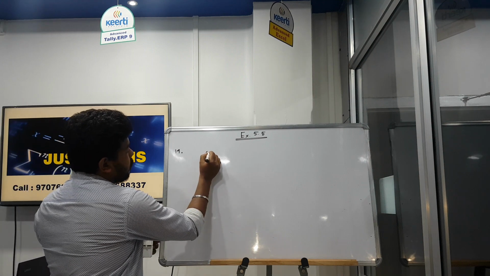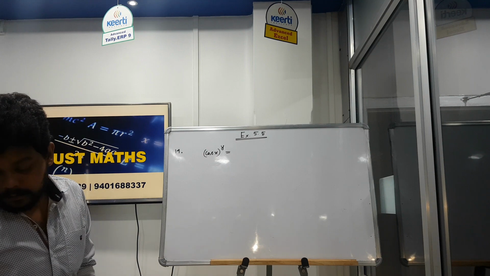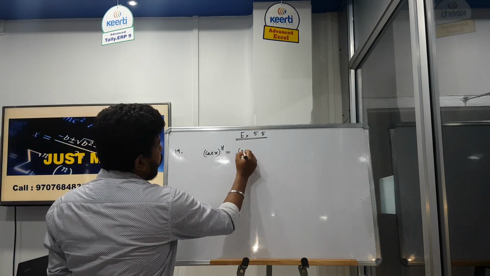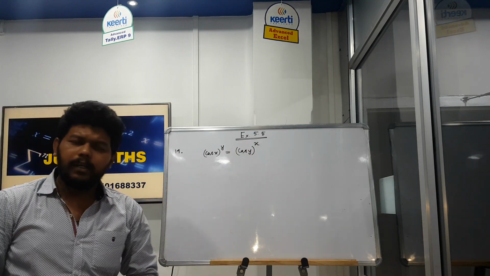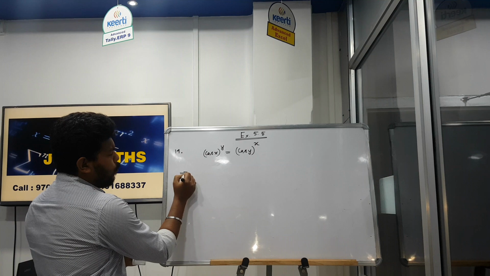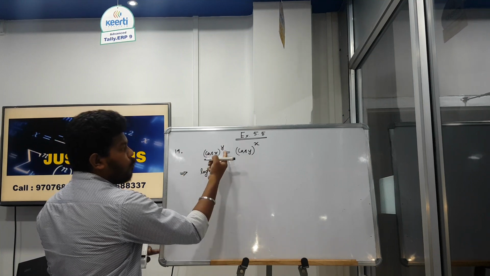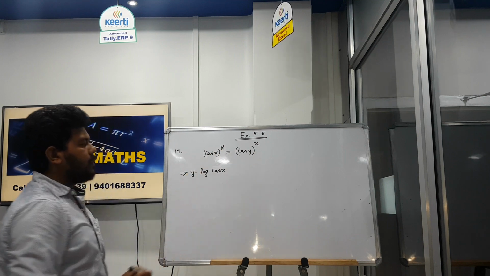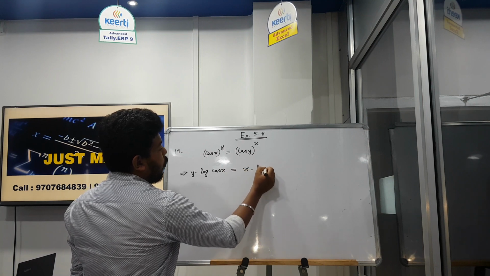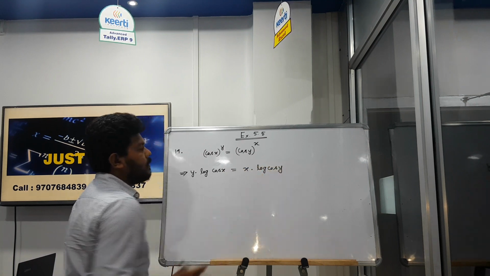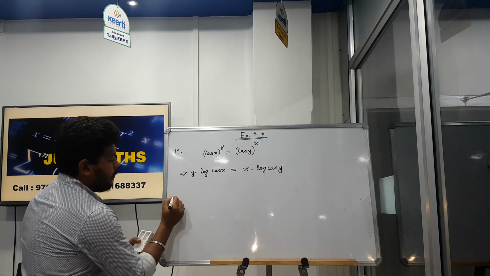Cos x to the power y is equal to cos y to the power x. You can proceed just like number 13. If you take log on both sides, it will be log of cos x whole to the power y. Y is a power, gets multiplied before log cos x. Similarly, x log of cos y. Similarly, if you differentiate both sides, you will get the required result.